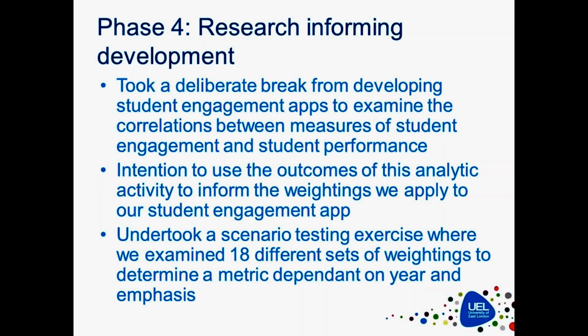This is a piece of work we've been doing. Last year, around September, October time, we took a break because what we really wanted to do was start crunching this data to inform the weighting measures we were going to use. We took a very deliberate break, stopped developing stuff, and started to crunch the data. I spent probably about 6 weeks doing various statistical tests. We got to a stage where we looked at basically 18 different sets of weightings to determine some sort of metric, and that was largely dependent on the year and the emphasis.